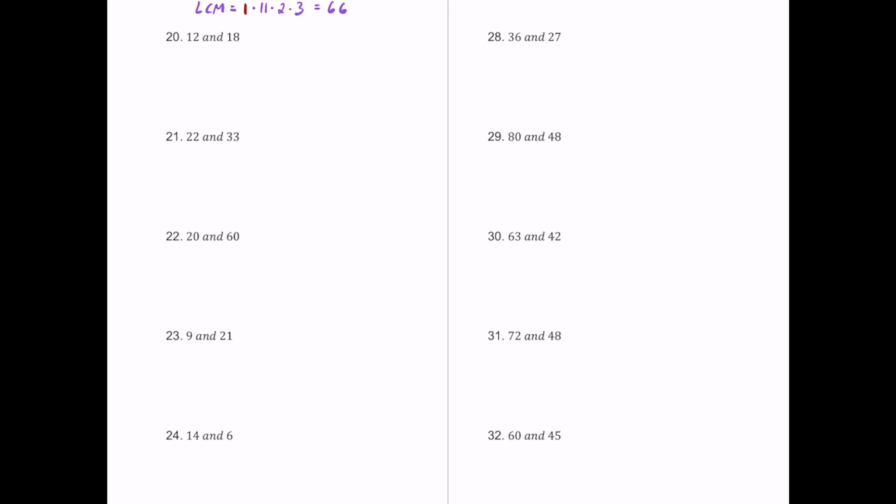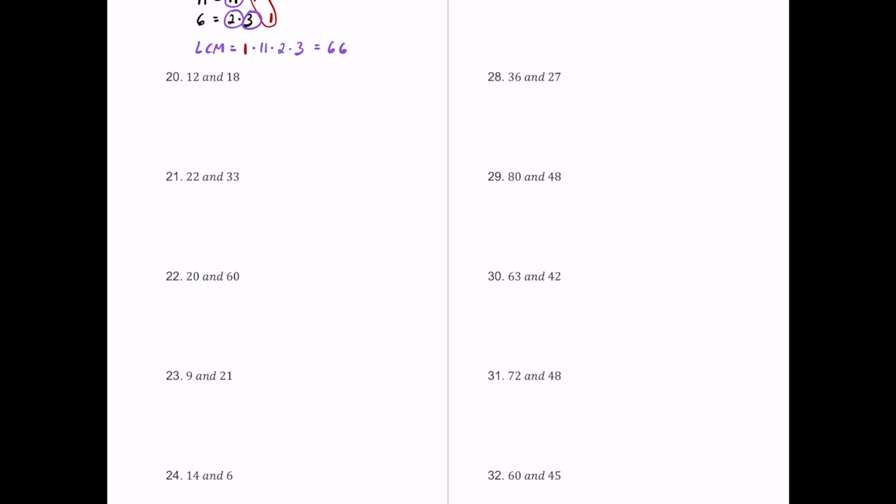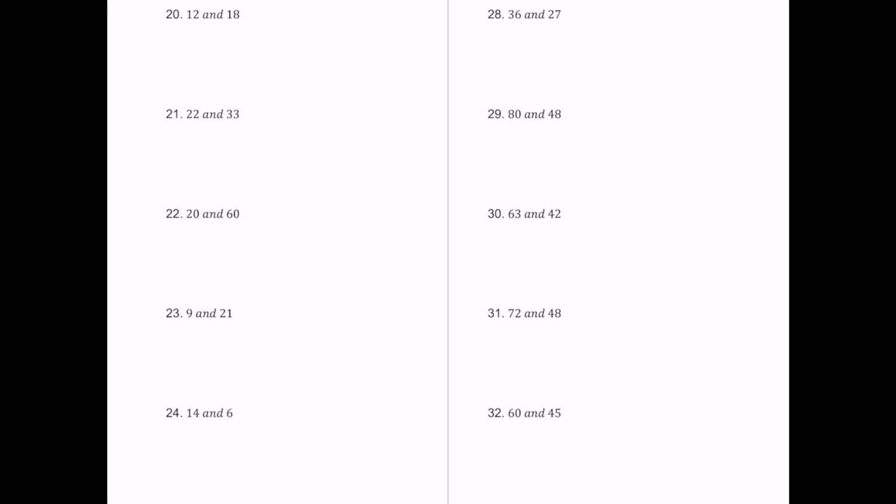Let's try number 20. For number 20, we have 12 and 18. So what are we using here? We're going to use the ladder method, right? So let's use 12 and 18. They're both even numbers, so you could divide by 2, but I'm also thinking maybe we can divide by 6. 6 goes into 12 2 times, and 6 goes into 18 3 times. And I think 2 and 3 have nothing else in common because they are 1 apart from each other. So if we multiply these outside numbers, we should get the LCM. So let's see, 6 times 2 is 12, and 12 times 3 is 36. So the LCM is 36.